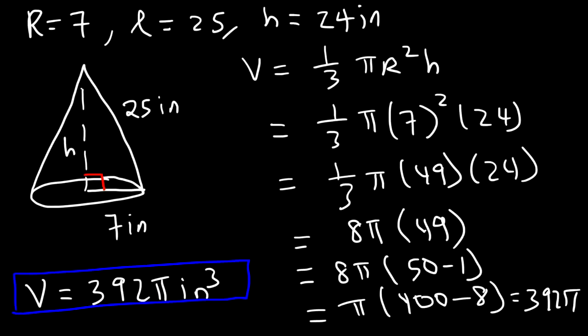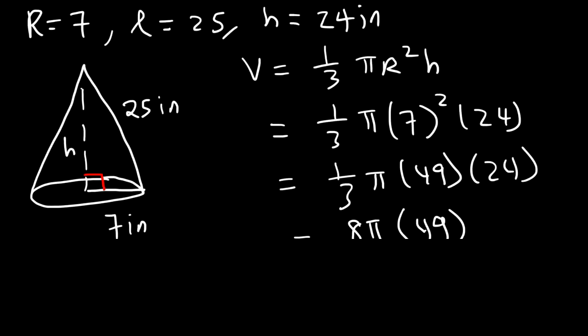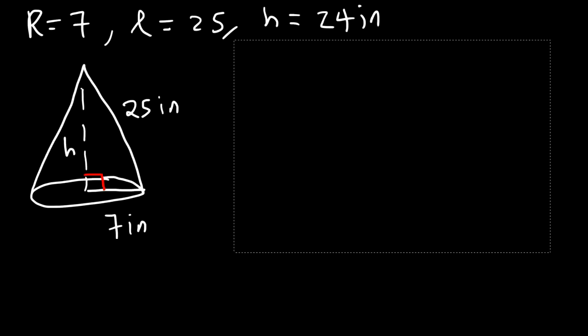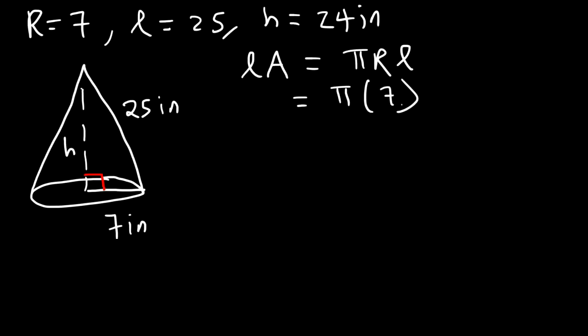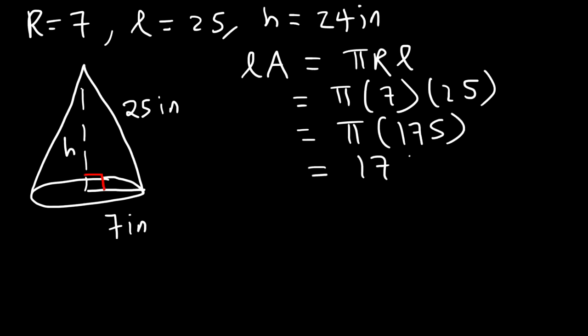Now let's go ahead and calculate the lateral area, and then let's find the surface area. So let's start by writing the equation. The lateral area is pi times r times L. So r is 7, L is 25. Now if you have 7 quarters, that's $1.75. So 7 times 25 is 175. So the lateral area is 175 pi square inches.